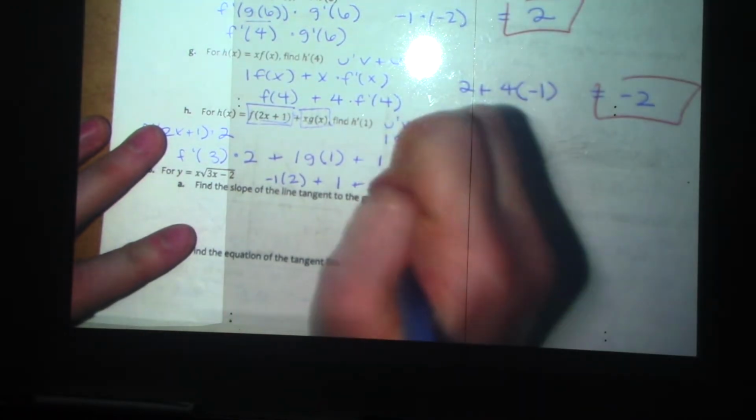And now, f prime of 3 is negative 1 times 2, plus g of 1 is 1, plus g prime of 1 is 2. So then that cancels out and leaves me with just 1. Whew.